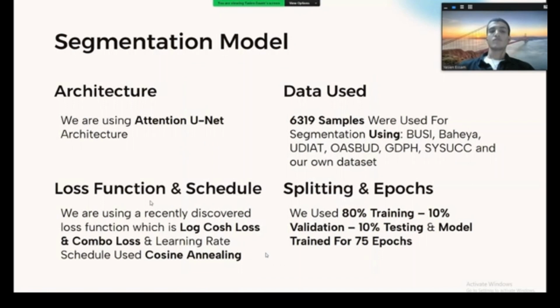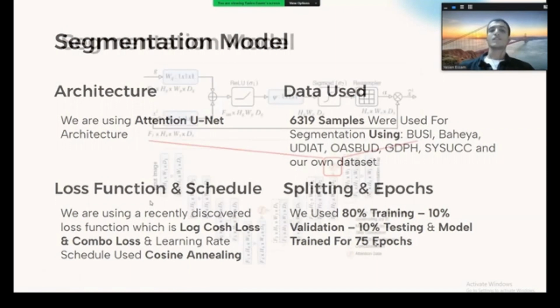For the segmentation part, we used the attention UNet architecture. The data used was all of the data we have, which is 319 images collected from 5 data sources. For the loss function, we use the log-cosine dice and comp loss, and for the learning schedule, we use cosine annealing. For the splitting, we use the traditional 80-10-10, and our model trained for 75 epochs.